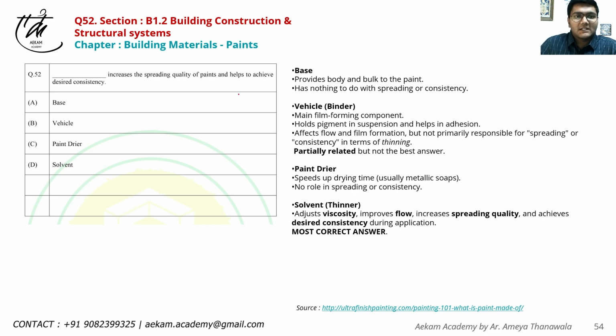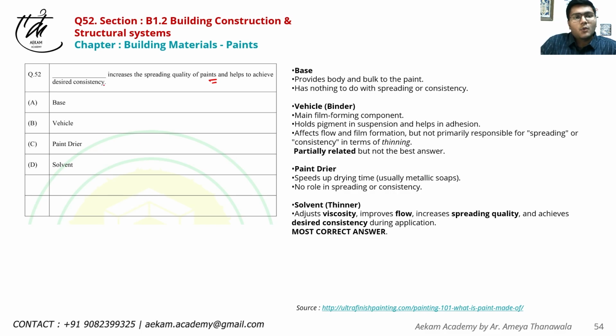This is from building materials, broadly from section 1.2, but the chapter is building materials, where we study different materials and their properties, right from brick, stone, concrete, cement, sand, then paints, metals. So all of these various materials and the properties are covered in this chapter. This question is particularly from paints. Let's read the question. Dash increases the spreading quality of paints and helps to achieve desired consistency. Options are base, vehicle, paint dryer, and solvent.